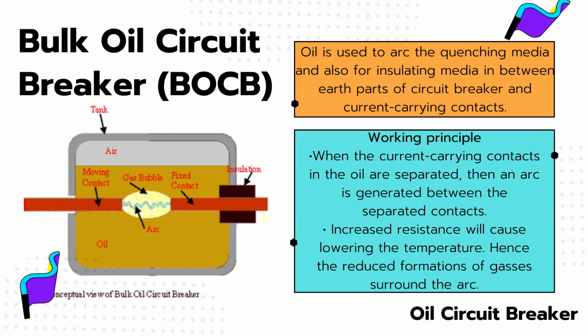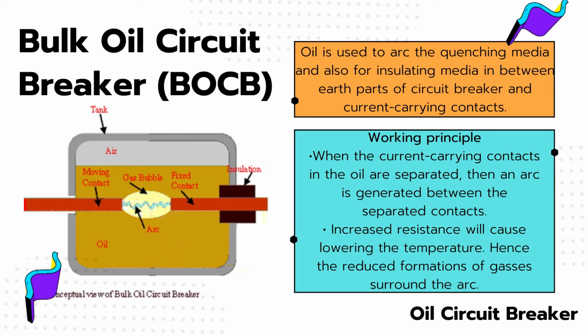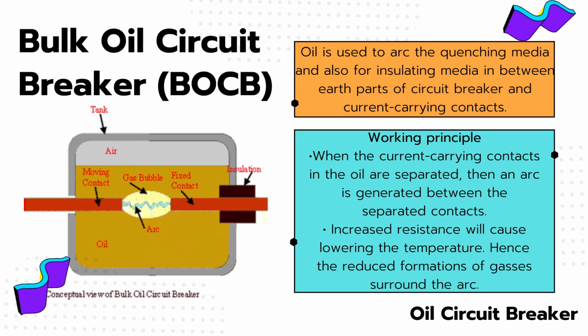Bulk oil circuit breaker, or the BOCB. Oil is used as the arc quenching media and also as insulating media in between earth parts of the circuit breaker and current carrying contacts. For the working principle, when the current carrying contacts in the oil are separated, then an arc is generated between the separated contacts. The arc which is established will produce a rapidly growing gas bubble around the arc.